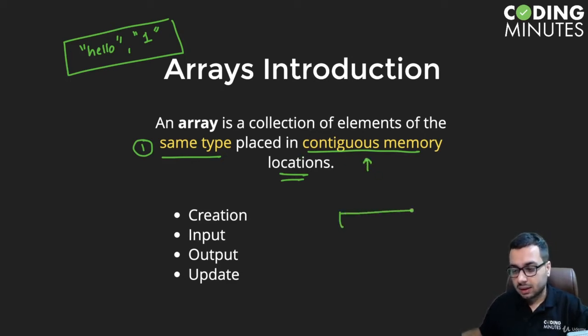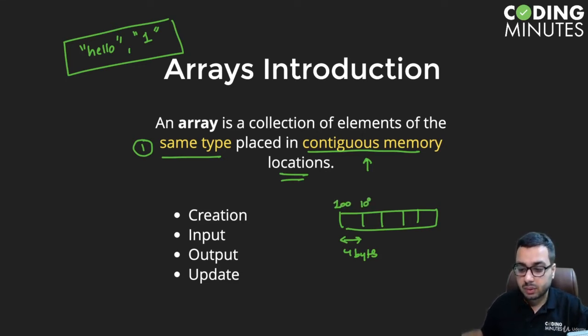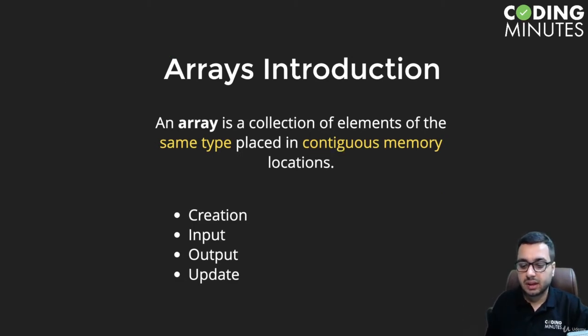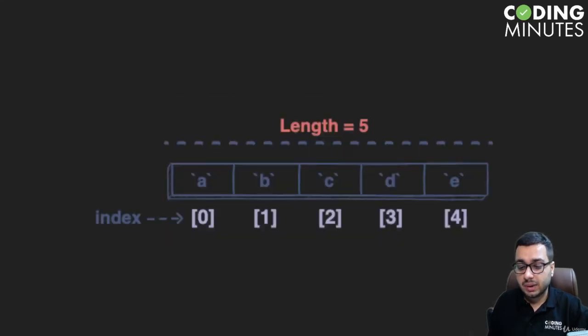That means each bucket is, let's say, if each integer is taking 4 bytes, and let's say this address of the memory is 100, then the next address will be 104, the next address would be 108, the next address would be 112, and so on. Okay, so that means arrays lie linearly inside the memory. Now we will look at how we can perform different operations on arrays, how we can create, input, output, and update.